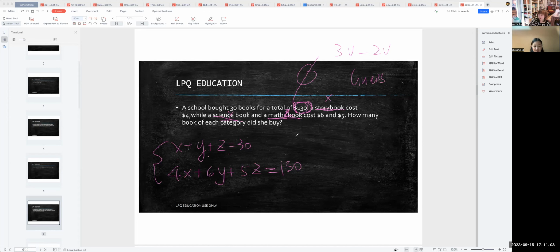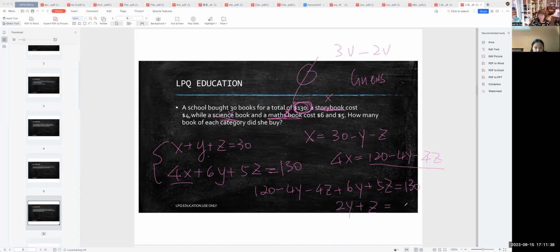So what do we do? Look carefully, here x equals 30 minus y minus z, correct? Yeah. So 4x equals 120 minus 4y minus 4z. Don't you agree with me? Yeah. So I replace this one here. So it's 120 minus 4y minus 4z plus 6y plus 5z equals 130. Okay, so you put the y together and put the z together. So it's 2y plus z equals 10.